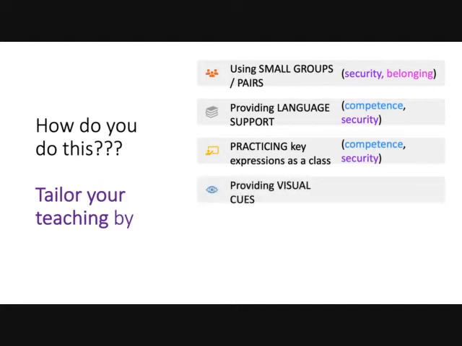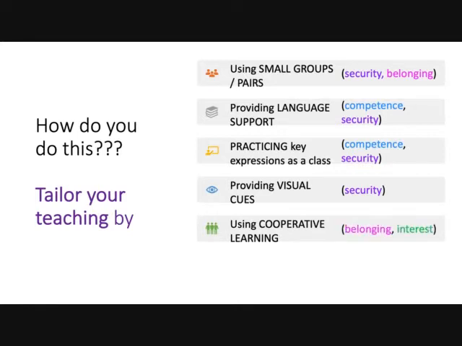Providing visual cues, so having pictures and words on the walls, on handouts, and in your materials really helps with security. They have something to refer to. Using cooperative learning structures, again, really fits into belonging. And also, let's face it, kids love to work cooperatively in teams, so it's a lot more interesting. And finally, gamification. Gamification hits a lot of those: interest, belonging, and security. We kind of forget sometimes when we're playing games that we're actually learning.